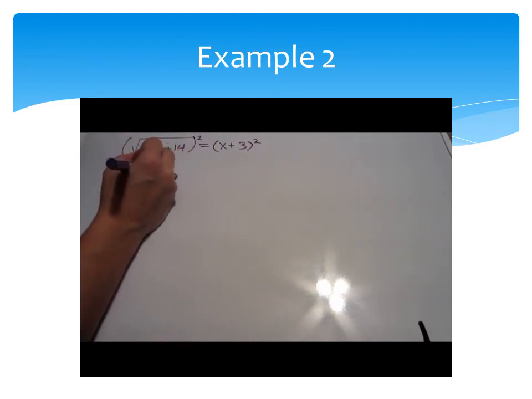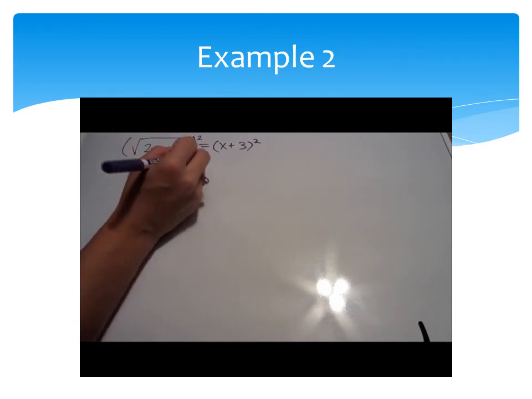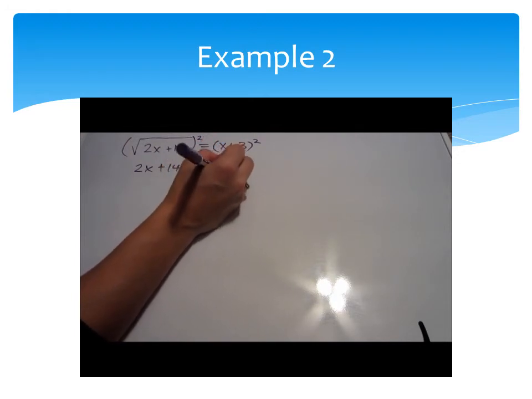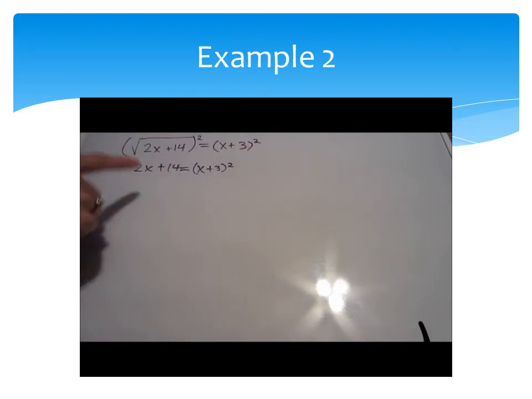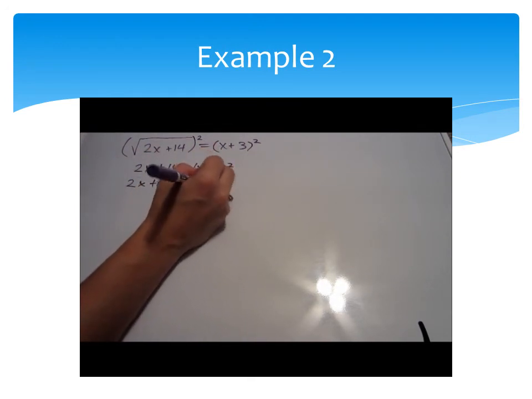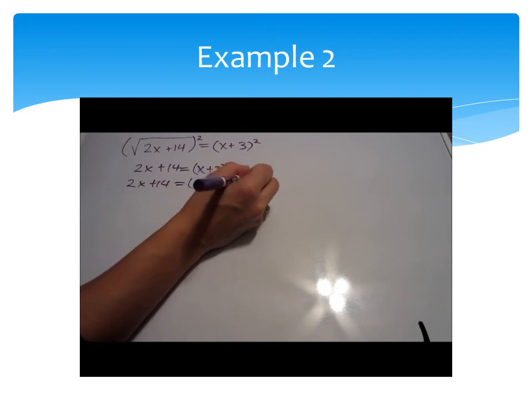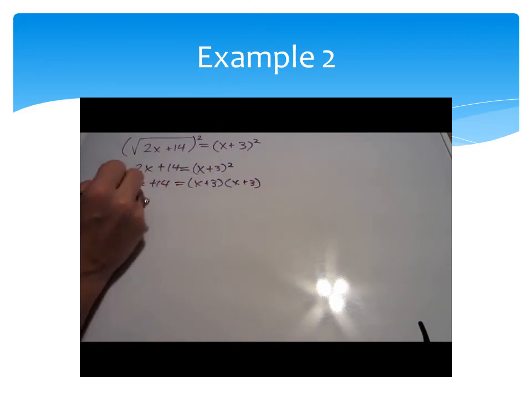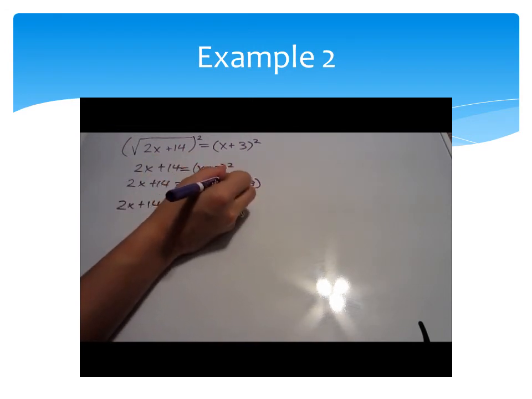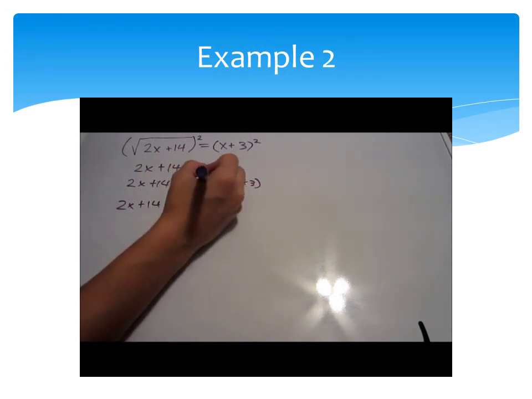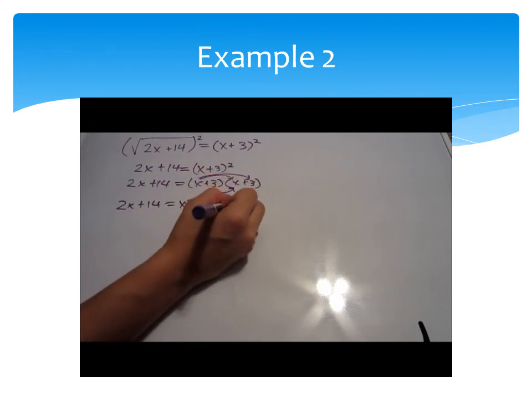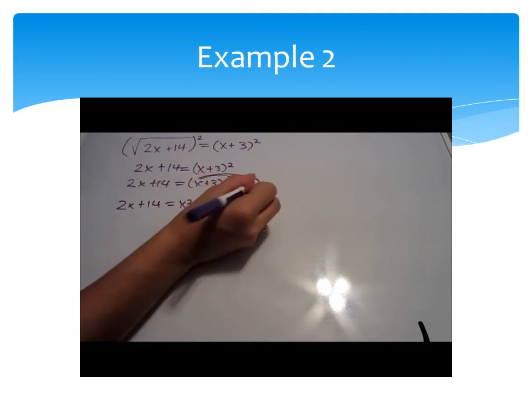This gives us 2x + 14 = (x + 3)². Now we need to FOIL this side. So we have 2x + 14 = (x + 3)(x + 3). If we distribute this, we get x² + 3x + 3x + 9.